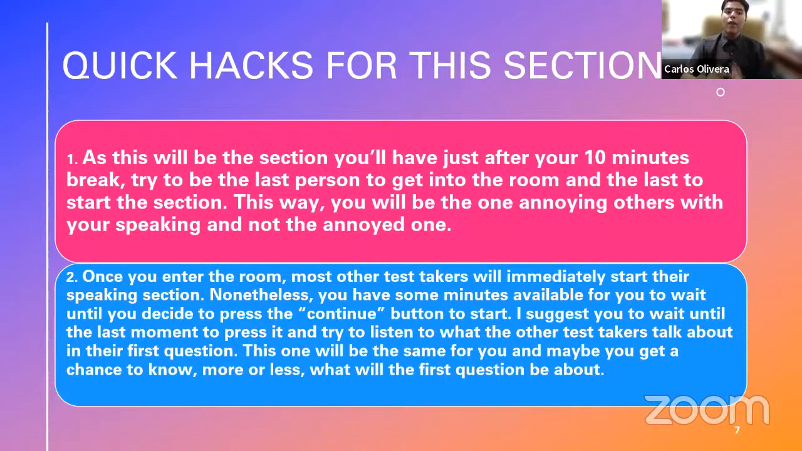Because when you get into the room, if you have used your entire 10 minutes, most of the test takers will be in their third question or in their last question, because there are 4 tasks or 4 questions in the section. This is a very, very short section, by the way, because it lasts no more than 15 minutes, okay? So if you are the last person to get in, given that the other people are going to have begun already, you're going to be starting this section way after them. And given that this is going to be the case, you're going to be the person annoying them.